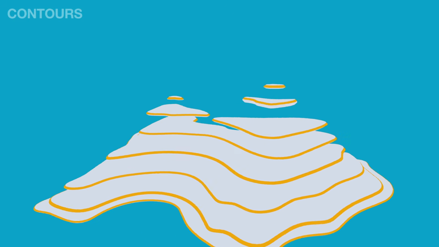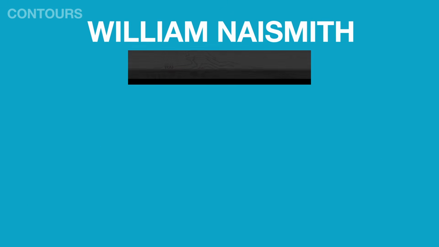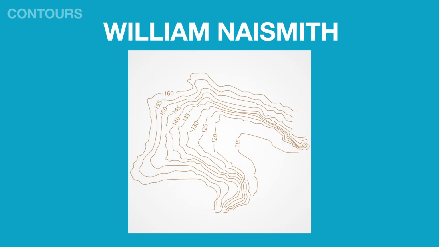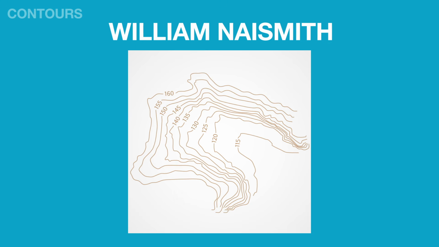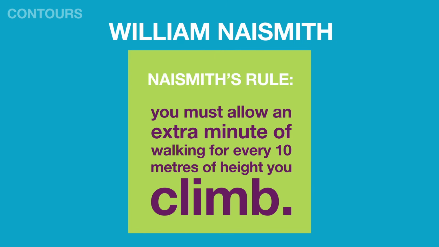If you look at a map and the contour lines, you can get an idea in your mind of what the land actually looks like. William Naismith, a Scottish mountaineer, created a simple rule when walking across steep landscapes, particularly where the contour lines are very close together. Naismith's rule says you must allow an extra minute of walking for every 10 metres of height you climb.